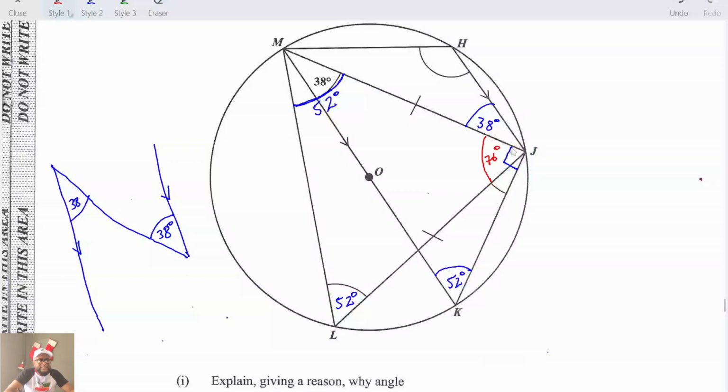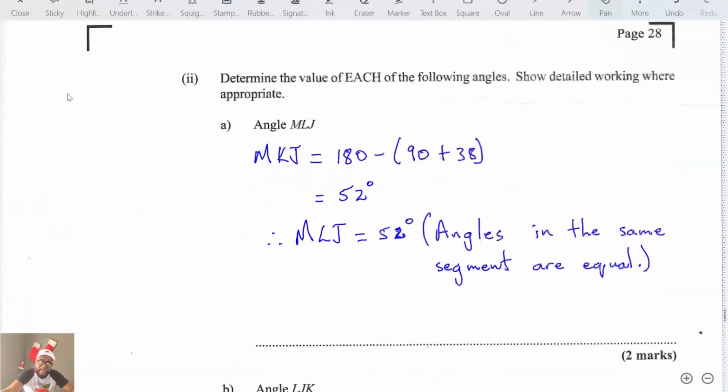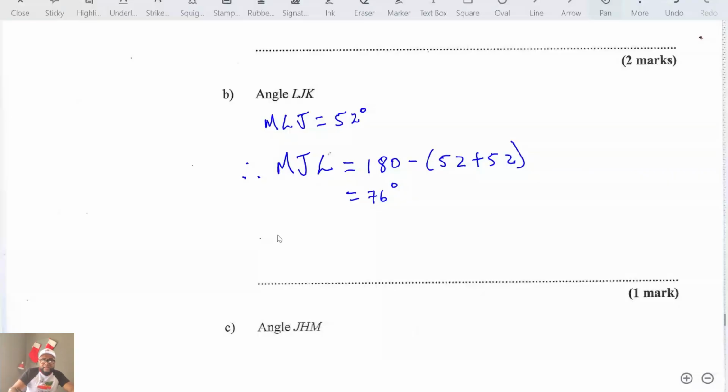Now, if I draw a little box here, I draw a little 90 box here. That means that this whole thing is still 90, right? So 76 plus the angle that we are looking for would add up to be 90 degrees. So we scroll it down, right? The angle we're trying to find would be LJK. LJK would be equal to 90 minus 76, which will give me what? 14 degrees, right?